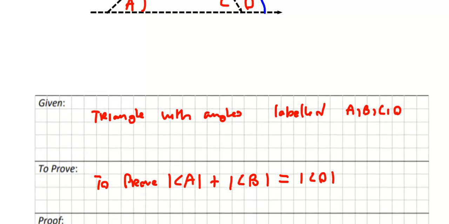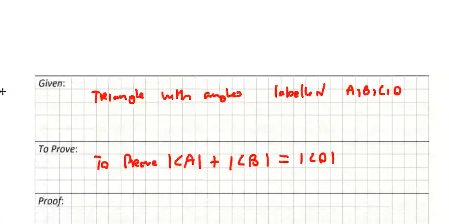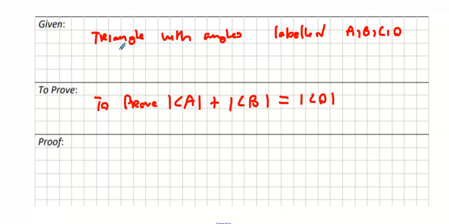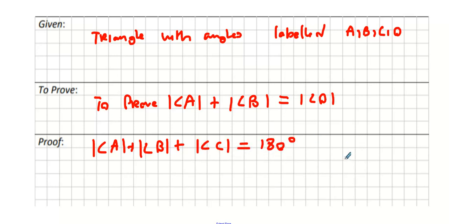Now, next step, proof itself. Well, if you look at the three angles here, angle A, B, and C must add to 180. So, angle A plus angle B plus angle C, now those vertical lines there, must equal 180 degrees. Reason being is angles in triangles sum. Three angles in a triangle add to 180.